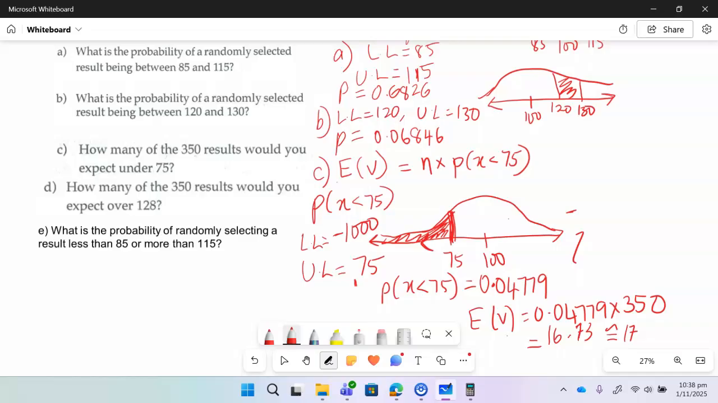For E, what is the probability a randomly selected result is less than 85 or more than 115? So as always, if you see the word or, we need to add. So just find the probabilities of it being less than 85 and more than 115 and add them up. I'm not going to do this one for you. I will leave it to you, but I will give you the final answer.